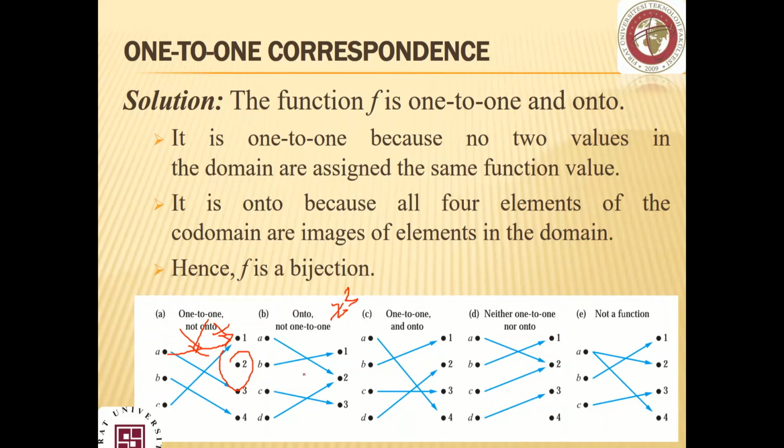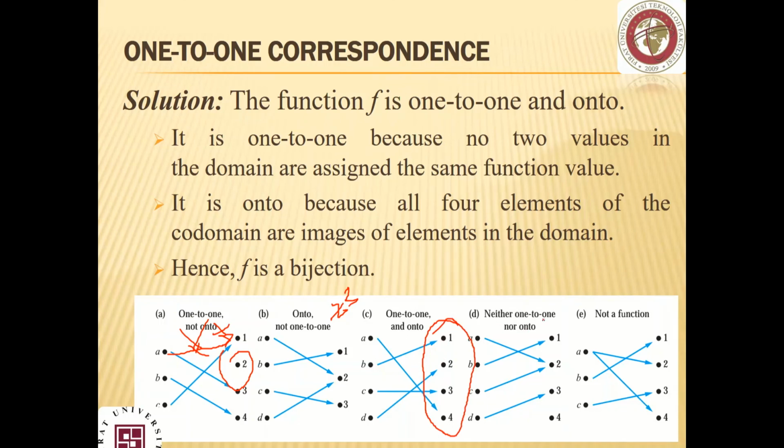Onto, not 1 to 1. Why not 1 to 1? We have 2 represented by 2 elements, A and D. Now look, that's important. Now think about 1 to 1 and onto. 1 to 1 means each element is represented uniquely by a codomain value. Not necessarily that they coincide, meaning A takes 1, B takes 2. Not necessarily, but uniquely represented. Then it is also onto, because all these elements are consumed. We have a pre-image for each one.